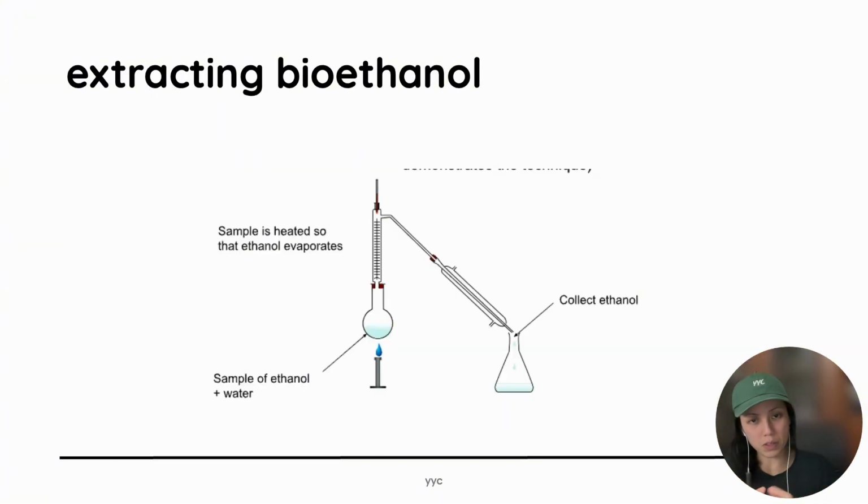Now, when we're extracting bioethanol, this is a really simple method and procedure. So say, for example, we've got this sample of the aqueous solution of the bioethanol here. We'll use heat. But what happens is eventually at a certain temperature, things will start to evaporate. Because ethanol has a lower boiling point than water, the ethanol will evaporate first, okay? And then we'll go into here. It gets cooled down. Once it gets cooled down, it comes back out here as a liquid. So we collect it on the other side. We collect the pure bioethanol.